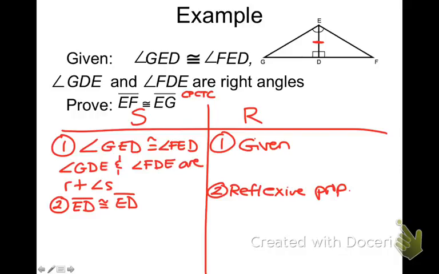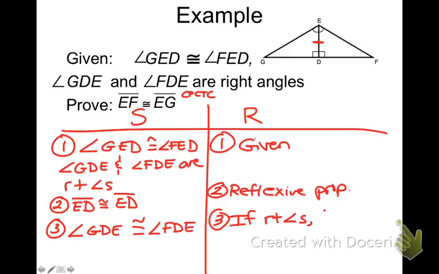I have a congruent side, so what am I missing? Another angle. Well, where are my other congruent angles? In the triangle. Why do I know that these are congruent? Because they're right angles. If right angles, then congruent. So let's say that they're congruent. So angle GDE is congruent to angle FDE, if right angles, then congruent, however you want to do it.